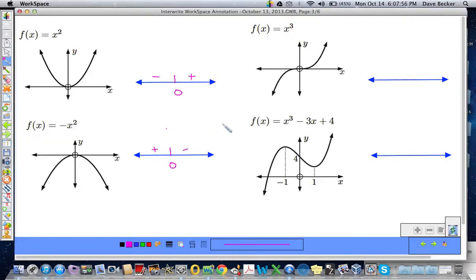Now you still put your mark at 0 because the slope was 0 when x is equal to 0, and it was increasing to the left of 0 and to the right of 0.